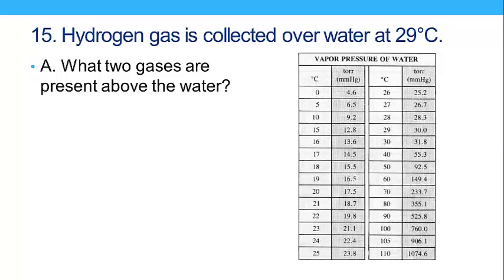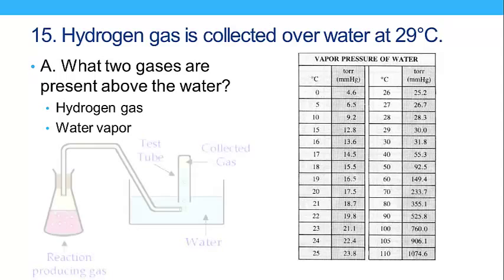Hydrogen gas is collected above water at a temperature of 29 degrees Celsius. What two gases are present above the water? You're going to have your hydrogen gas, but it's also going to be wet. It's going to be mixed in with water vapor.